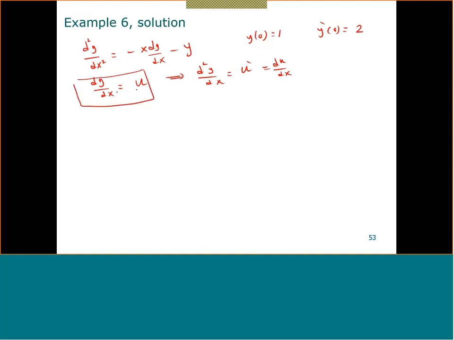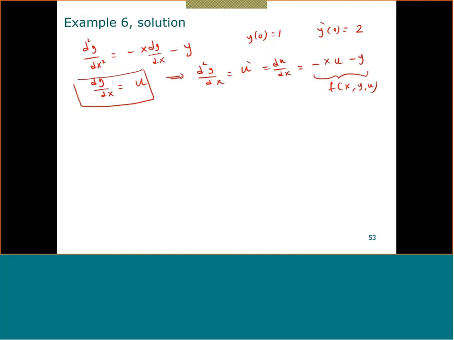dy/dx is equal to u. My second equation is d²y/dx² is equal to u prime, which is du/dx, which is equal to minus x. Now I don't have dy/dx because this is now u. So minus x of u minus y. And this is the function that I told you is now in terms of x, y, and u.